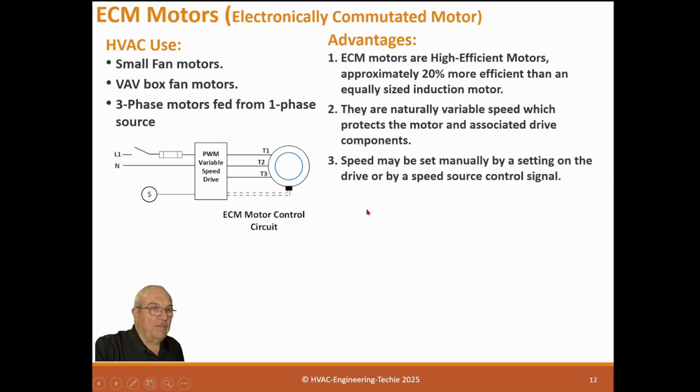Speed may be set manually by setting on the drive or a speed source signal. So you might have a signal coming in from an HVAC system, tells the motor speed up, or you may have set points. You can run an ECM motor at 70% or 80%, like on a VAV box, induction box or something. You might want to set that manually.